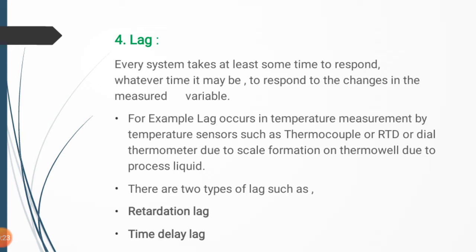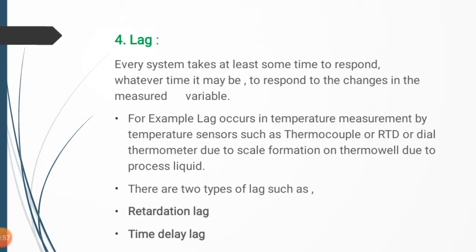Retardation lag means sometimes the system gets on, but it follows a particular process, and that is a retardation. And time delay means a particular device takes a particular time for that. That means different devices have different times to turn on. So these are the two types of lags, that is the retardation lag and time delay lag.